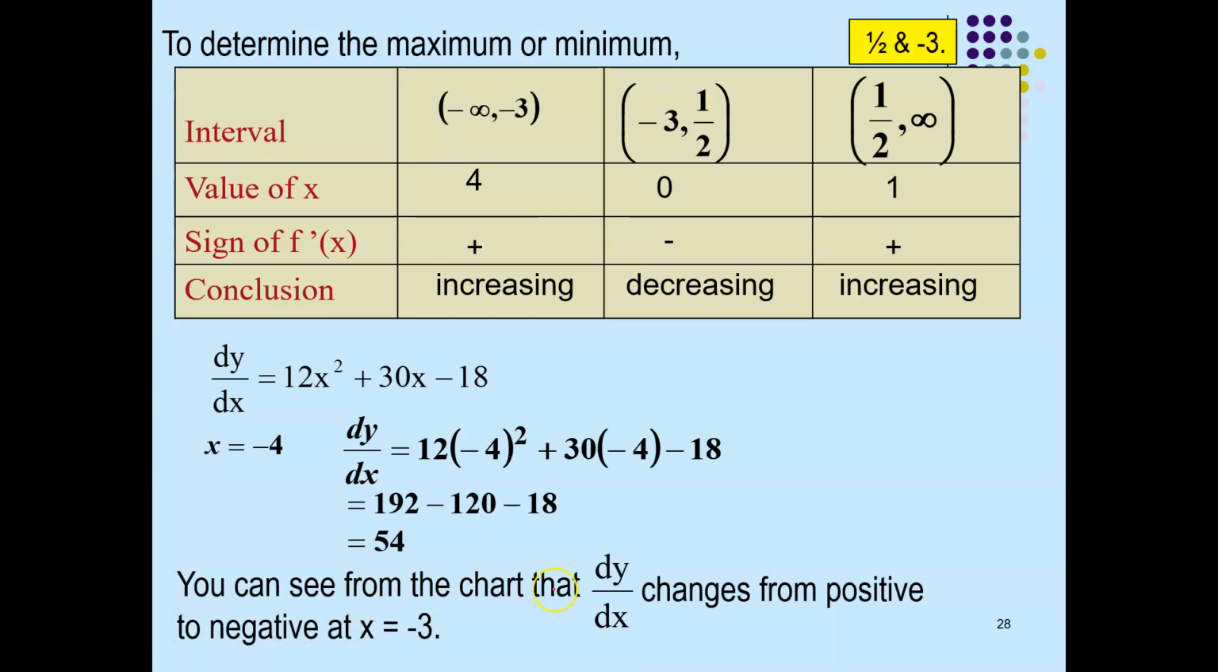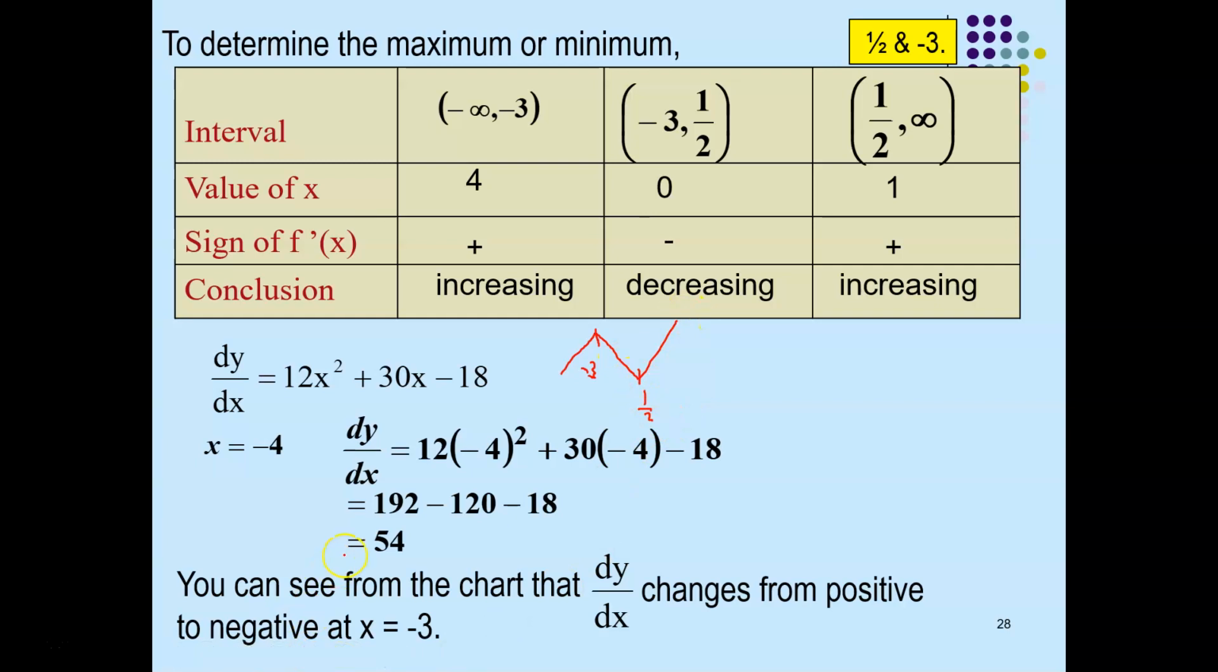Okay, you can see from the chart that dy/dx changes from positive to negative at x equal to negative 3. Kita tengok dia berubah kan, mulanya dia positif dan dia negatif. Dia macam ni lah, lebih kurang graf dia. Naik, turun, naik semula. Yang dia berubah ni dekat sini, dia 3, negative 3. Yang dekat sini pula adalah half. Dia increase and then dia increase balik dekat sini, half.